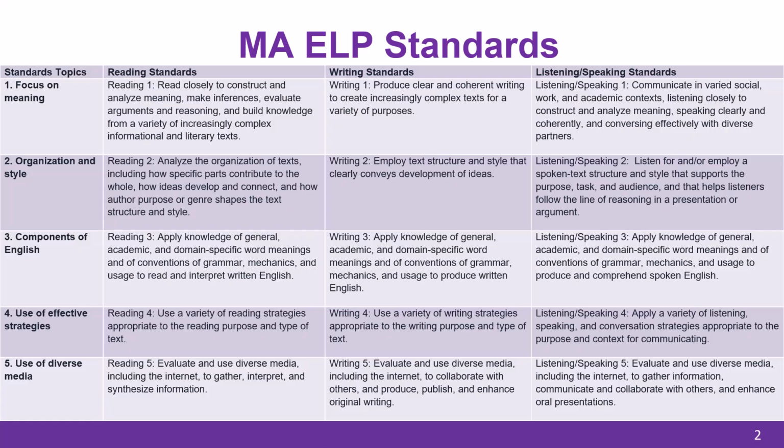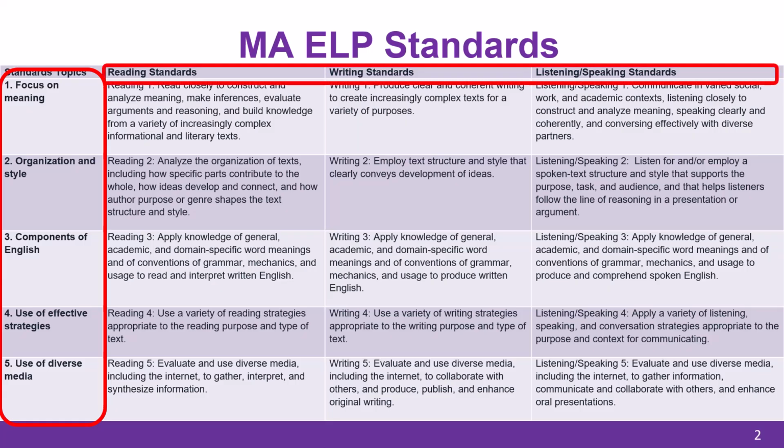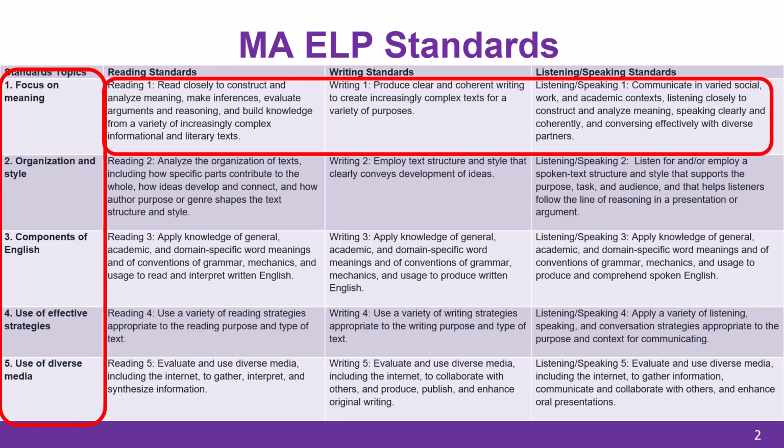You can find this chart in Appendix B in the Standards document. Listed in the first column on the left are the 5 standard topics, which you might remember from the previous video: focus on meaning, organization and style, components of English, use of effective strategies, and use of diverse media. These topics run across the language skill areas or strands, which you can see across the top: reading, writing, listening, speaking. So for example, Standard 1 focuses on finding meaning in reading and producing meaningful writing and communicating meaning through speaking and listening.